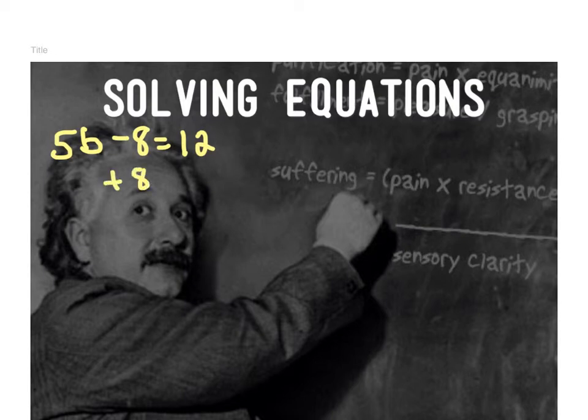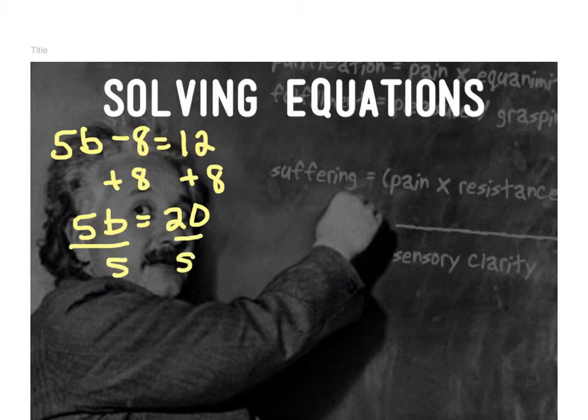So we're just going to add 8 to both sides. We always get rid of the minus or plus part. So I have 5b equals, and this makes 20. And then divide both sides by 5, and we get b is equal to 4. So let's do another one of those. Let's do 4/15 x plus 6 equals 5.